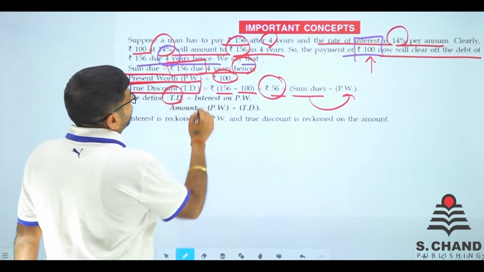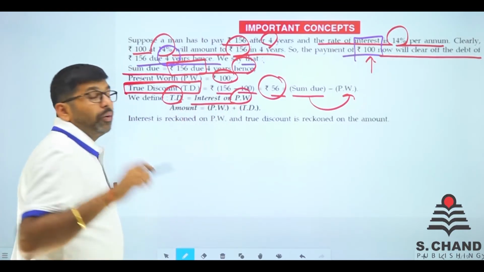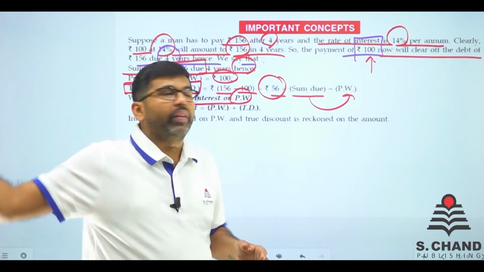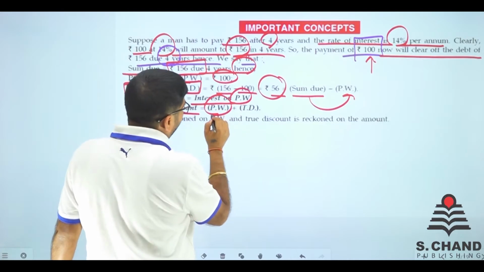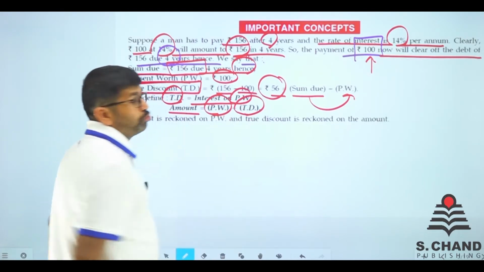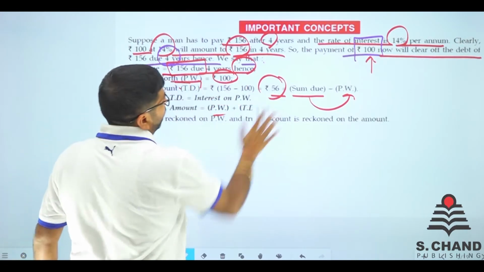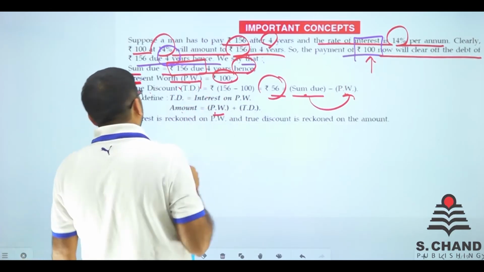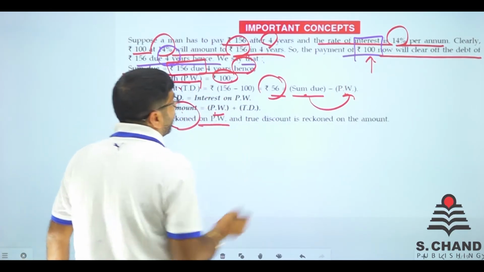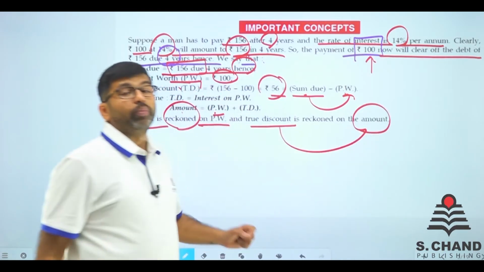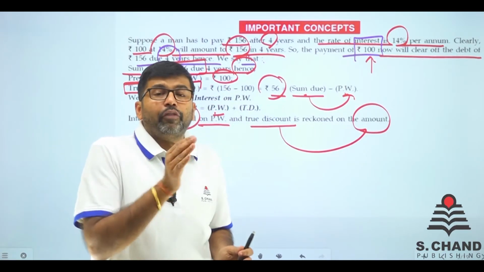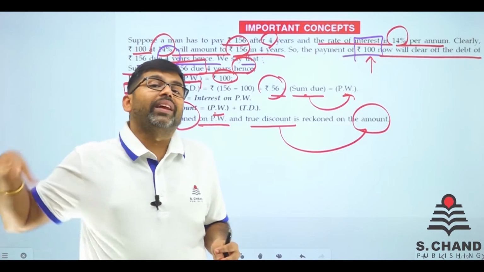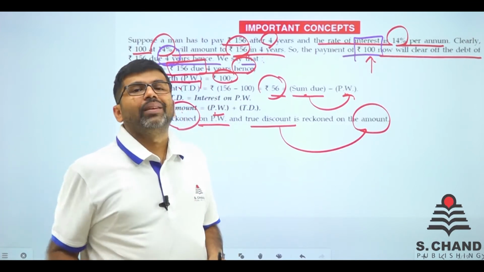We define true discount as the interest on PW. That is, present worth plus total interest will be counted, and that is the amount. So the amount is equal to present worth plus true discount. See, true discount is sum due minus PW, so the amount is PW plus TD. Interest is reckoned on PW and true discount is reckoned on the amount. If you subtract the interest from the amount, you will get the present worth.